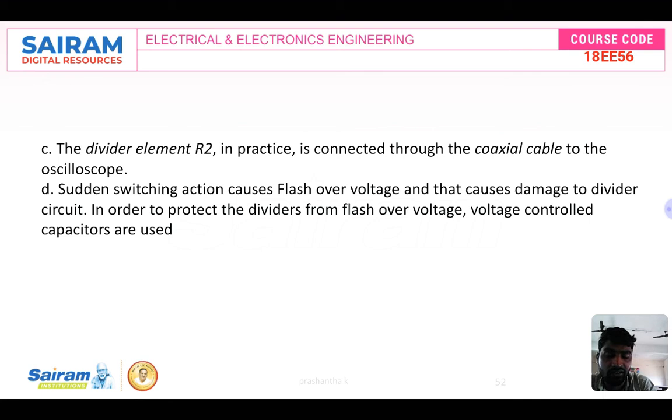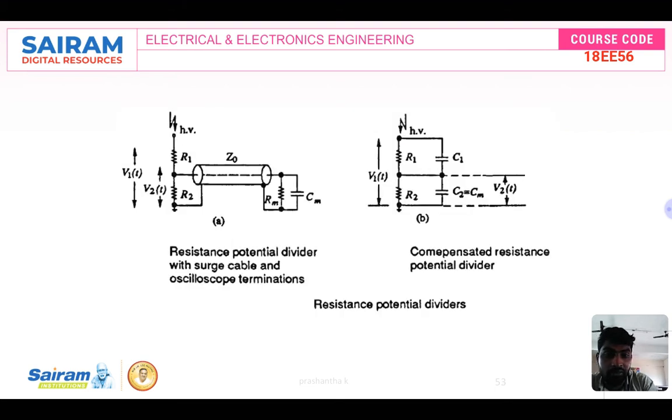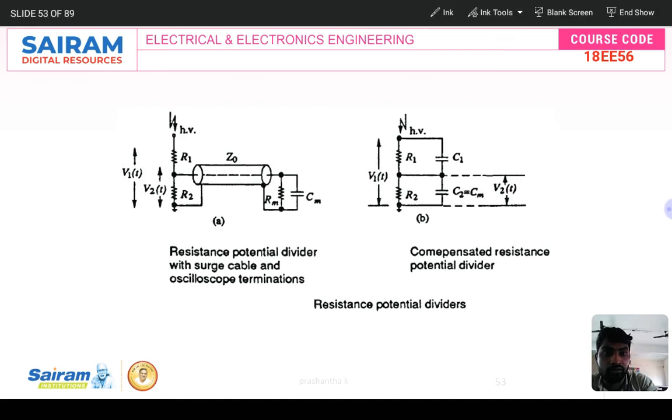And sudden switching action causes flashover voltage, and it can cause damage to the divider circuit. In order to protect the divider, flashover voltage controlled capacitors are used. See here, voltage controlled capacitors are used over here. This part, R2, is connected to the coaxial cable, and this one is a pointer at a particular point. And this is a resistance at the output side, and then the meter capacitance and meter resistance.